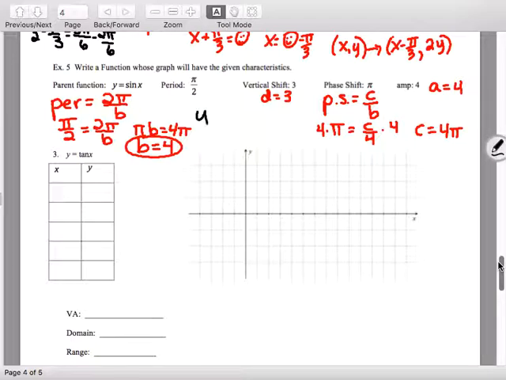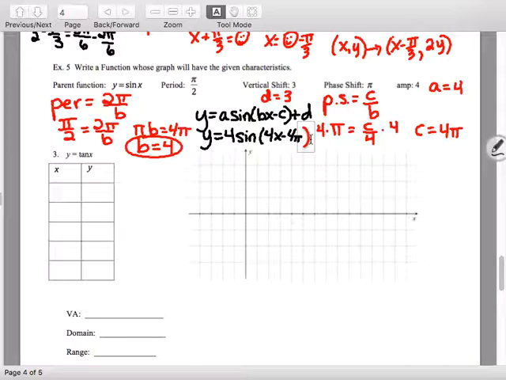So now here's the equation in general. Y equals a sine the quantity bx minus c plus d. And I'm going to plug everything in. Y equals 4 sine 4x minus 4 pi plus 3. Sorry about that. My board took on a life of its own a moment there. So, it's 4 sine of 4x minus 4 pi, close the parenthesis, plus 3.